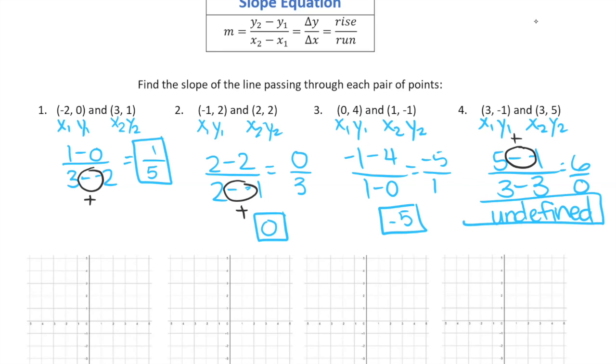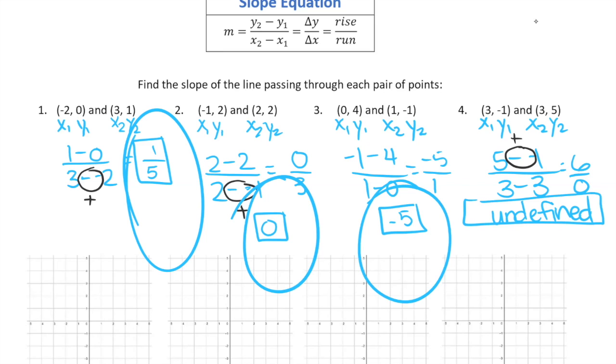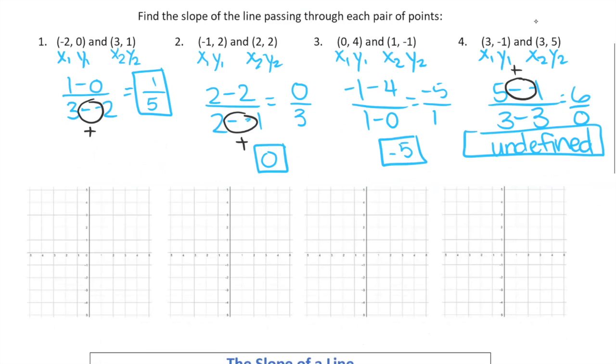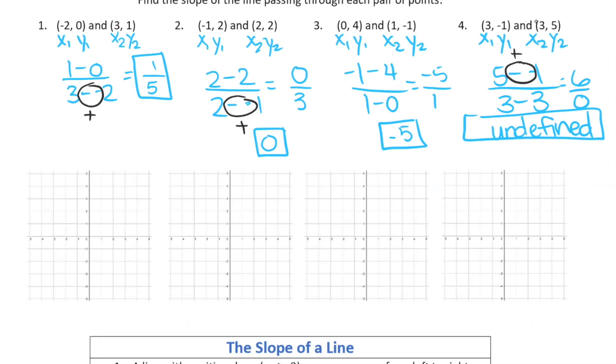So the reason we had you do all 4 of these is you could have a positive number like the first one, you could have a 0, you could have a negative number, or undefined. Okay, so let's see what that looks like on the graph. I'm going to plot these points. So at -2, 0 and 3, 1.